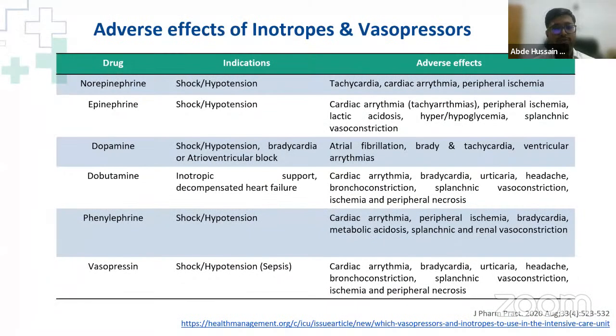With the use of inotropes and vasopressors in shock states where we need to maintain the BP, there comes a price: the adverse effects. So tachycardia, cardiac arrhythmias, very less with norepinephrine, but peripheral ischemia with longer use and higher doses, yes, it can set in. Epinephrine, again cardiac arrhythmias, peripheral ischemia, the risk of lactic acidosis, hyper or hypoglycemia, and splanchnic vasoconstriction.